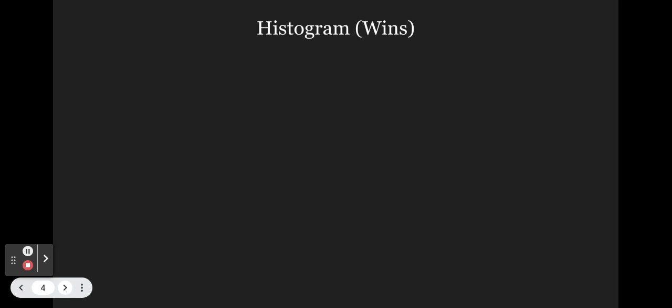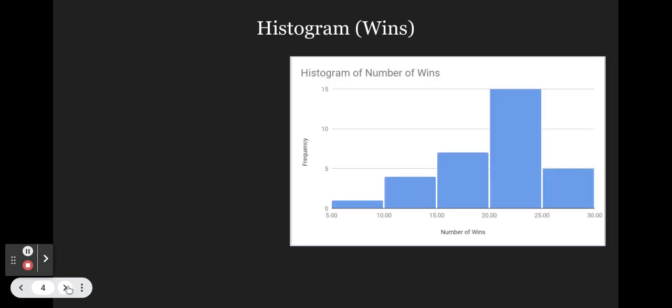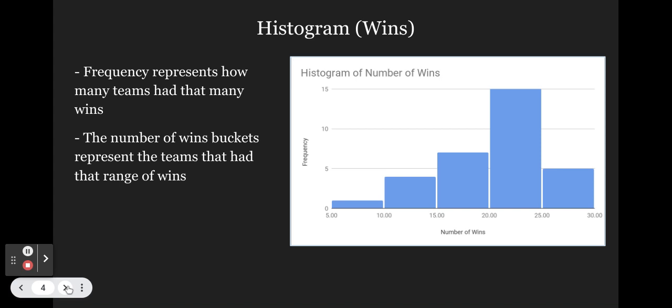Next, we look at the histograms. So the first histogram we have is the wins. When we look at this histogram, at the bottom are the number of wins, and on the side is the frequency, so how many teams had that number of wins. For example, there are 5 teams that had between 25 and 30 wins.